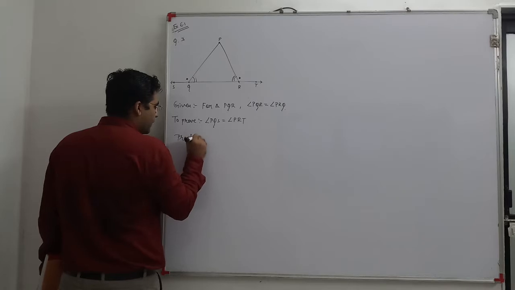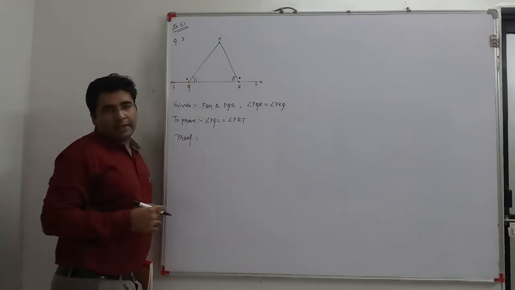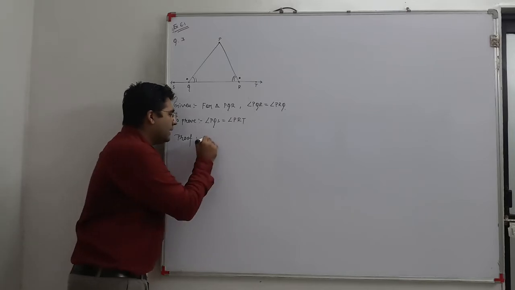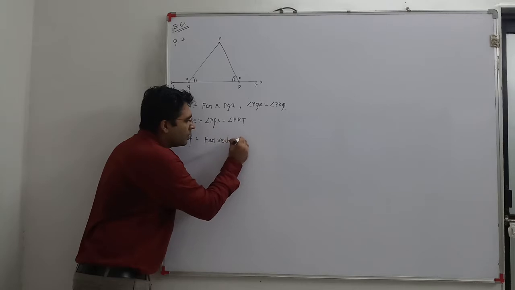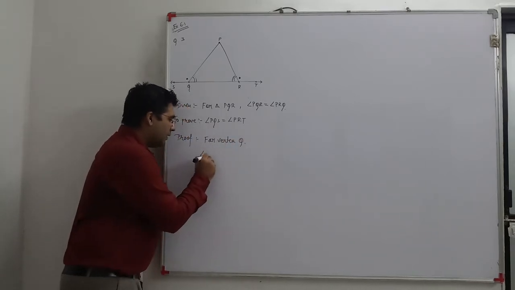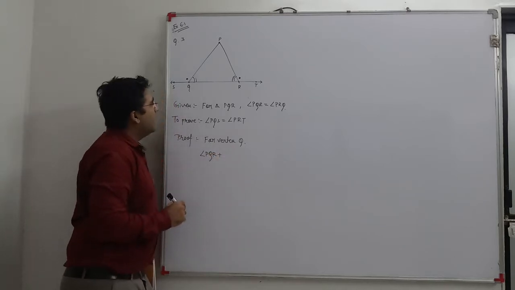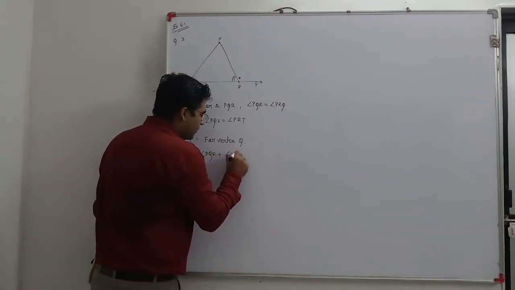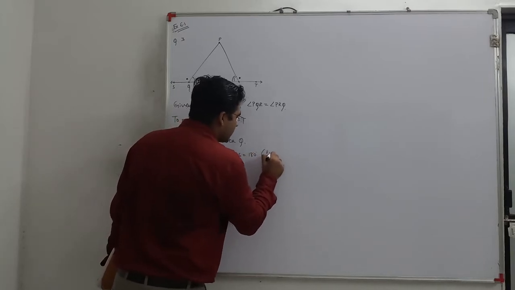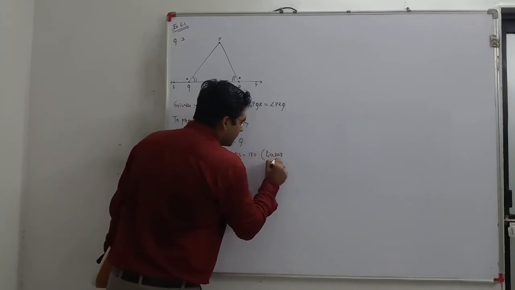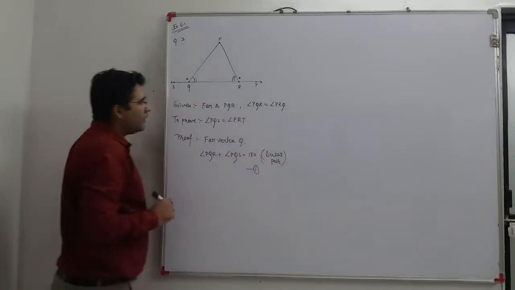What is the proof? As you see, these two are a linear pair. So here I am writing: for vertex Q, angle PQR plus angle PQS is equal to 180 degrees. Why? Due to linear pair. So this is my equation number 1.